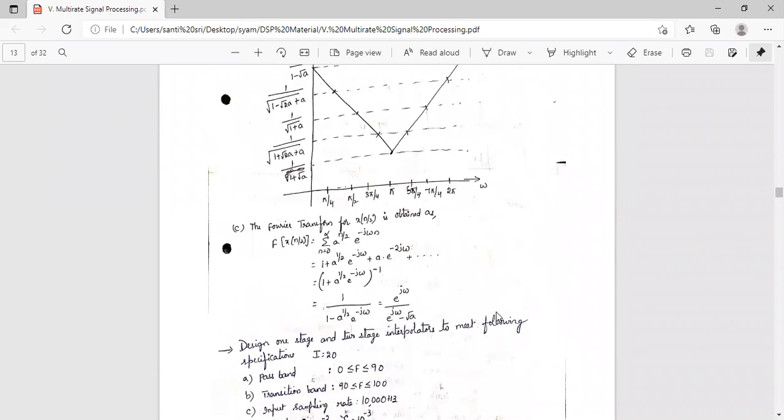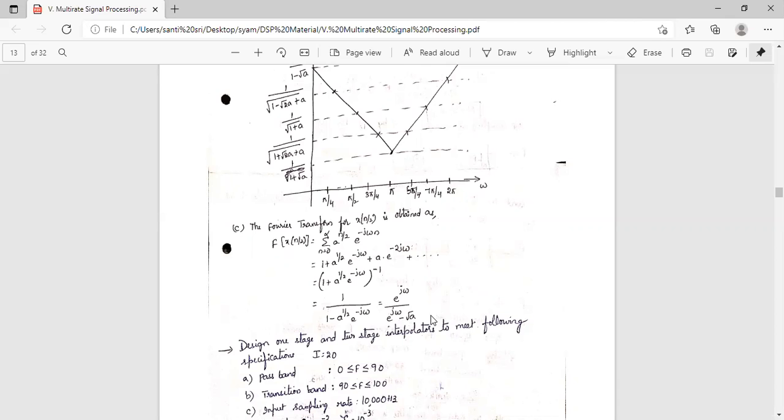Next, coming to part C, the Fourier transform of x of n by 2 is obtained as the sum from n equal 0 to infinity of x of n by 2 into e power minus j omega n. That is a power n by 2 into e power minus j omega n. So it is obtained as 1 plus a power 1 by 2 into e power minus j omega plus a into e power minus 2 j omega plus so on. So it will become 1 over 1 minus a power 1 by 2 into e power minus j omega. It is nothing but e power j omega by e power j omega minus root a.